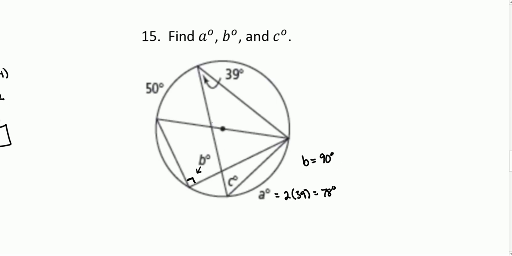And for C, well, we have 50 degrees, so this arc right here is 180 minus 50, which is 130. And so C is half of that, which is 65 degrees.